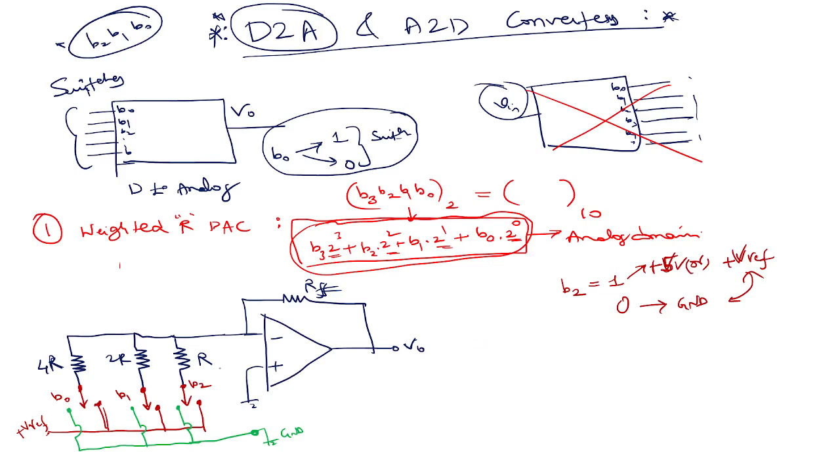So why I took MSB here is very simple. For example, I will take the same circuit and do some kind of modification. Let's say B2 is 1, B1 is 0, and B0 is 0. For this combination, how will the circuit look?